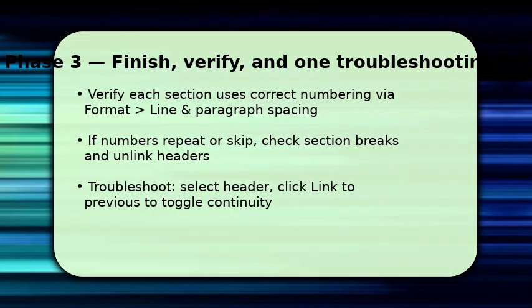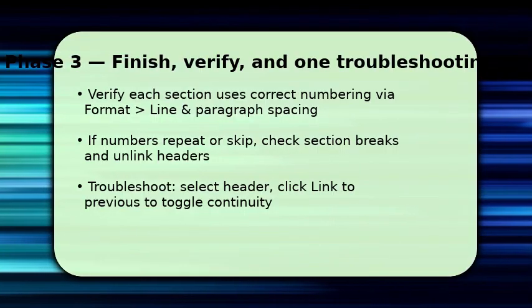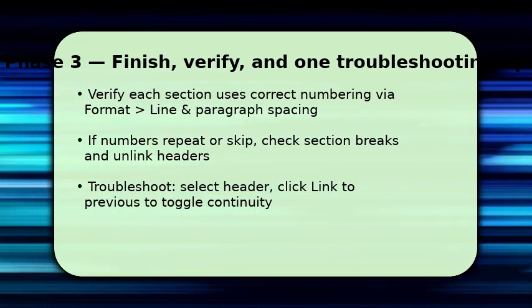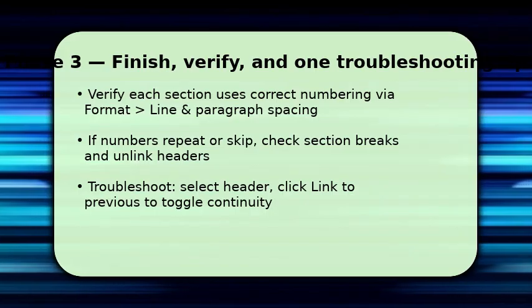If numbering skips or restarts unexpectedly, inspect your section breaks and headers. Unlink the header from the previous section when you need different numbering. Once fixed, use More options to reset the start number if necessary. A quick troubleshooting tip: when numbers repeat, select the header, toggle link to previous off, then set the correct start number. That typically resolves numbering conflicts.